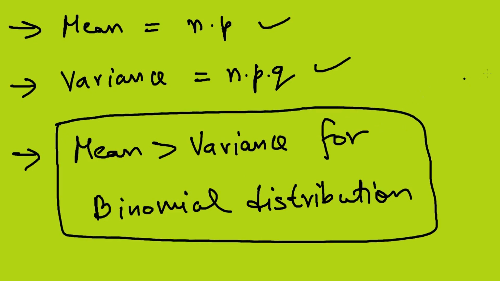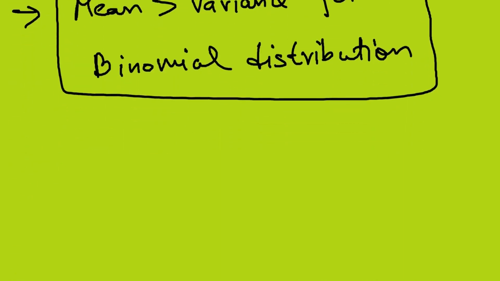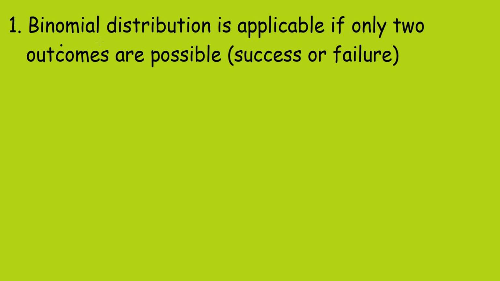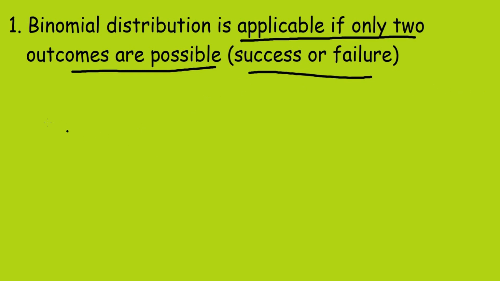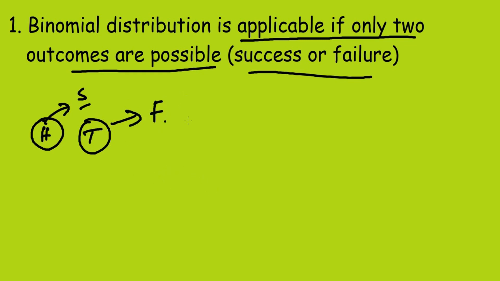So now we will see when the binomial distribution is valid. The first point is that the binomial distribution is applicable if only 2 outcomes are possible, that is success or failure. In the example above, when you are tossing a coin, the possibilities are either getting a head or a tail. If getting a head is the success, then getting a tail is the failure. That is why in this type of scenario the binomial distribution is applicable.